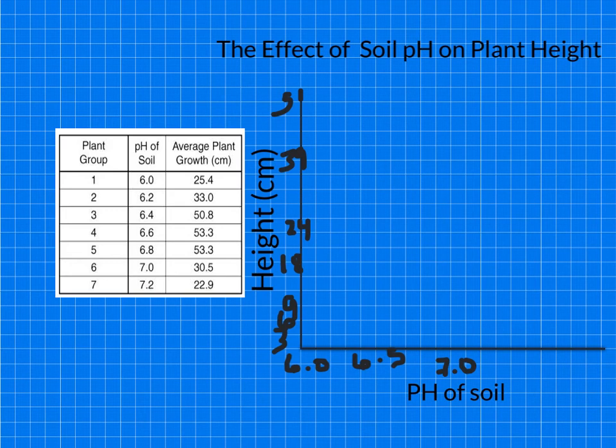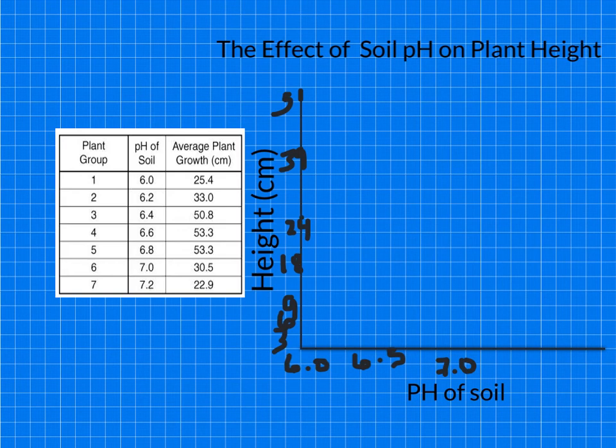So first, let's go ahead and plot our first point. So pH of soil is 6, so I'm going to go to 6. Let me go ahead and switch back to a pointer real quick and show you how this works. So my first point is 6.0, and my plant height is 25.4. So I'm going to go to 6.0 first, that's here, and then the plant height is 25.4, so I'm going to go up here to 24, and 25.4 is probably right there. All right, so I'm going to put my first dot right about there. So let me go ahead and switch to the pen. All right, so there's my first dot.